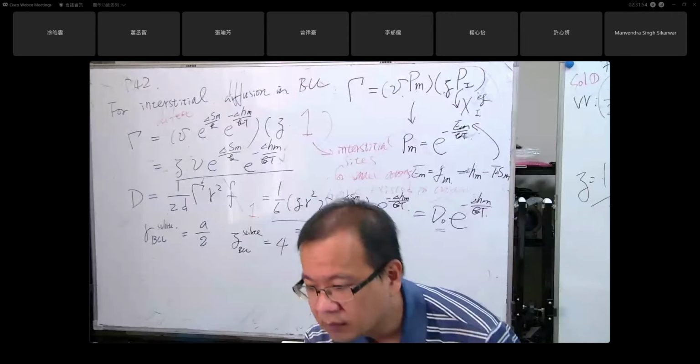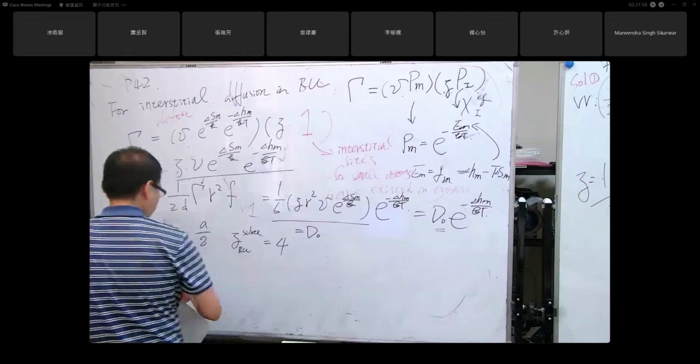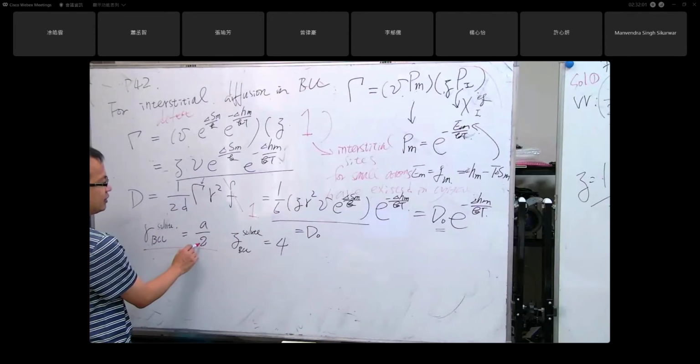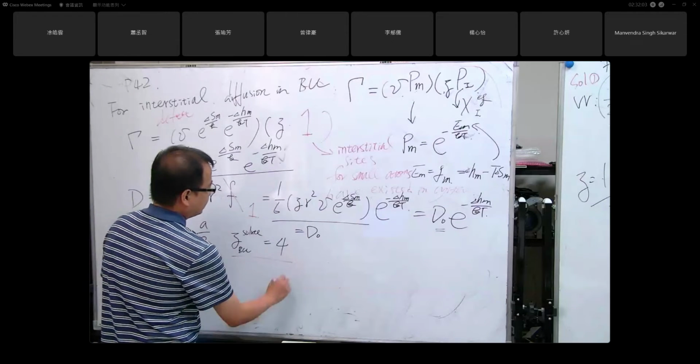Okay, so you know for interstitial, the random walk distance is a, the coordination is 4.